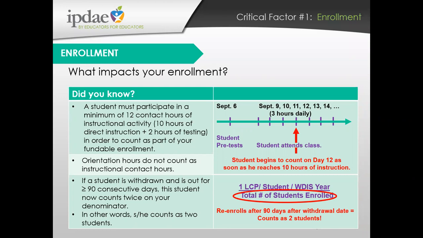This being said, another part of enrollment that we need to address is when a student is withdrawn from a program and then returns and is re-enrolled. Well, this sounds great, right? Yeah, it is if it is done prior to 90 days of the student's initial withdrawal date.